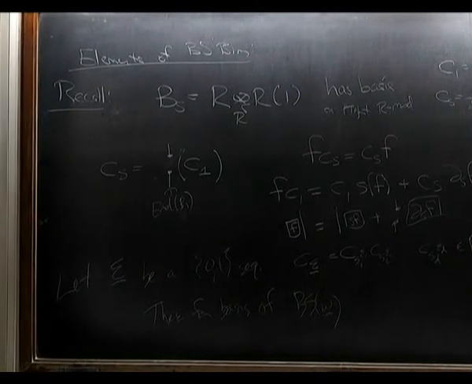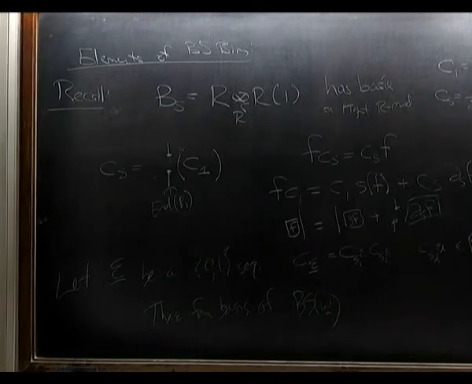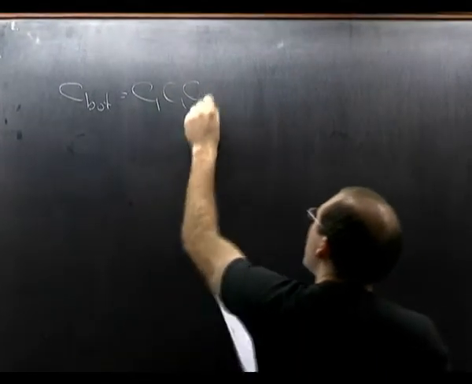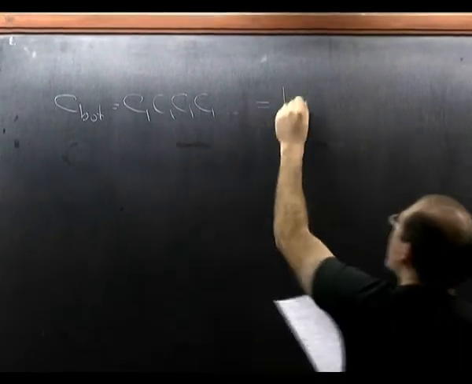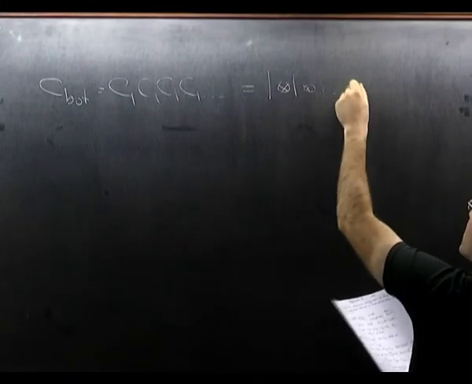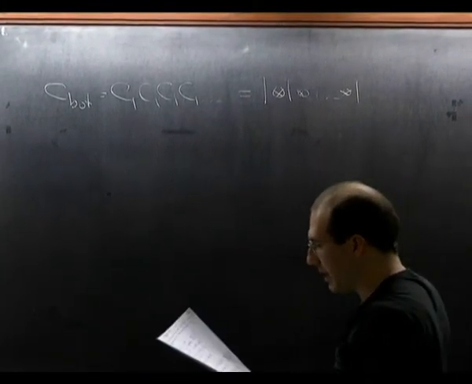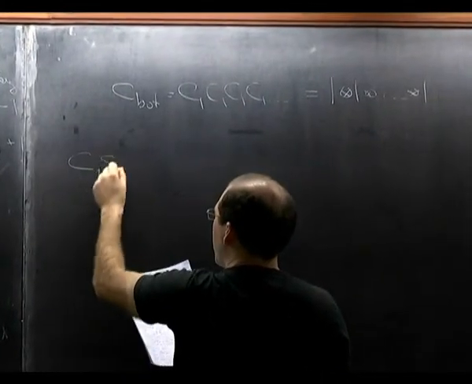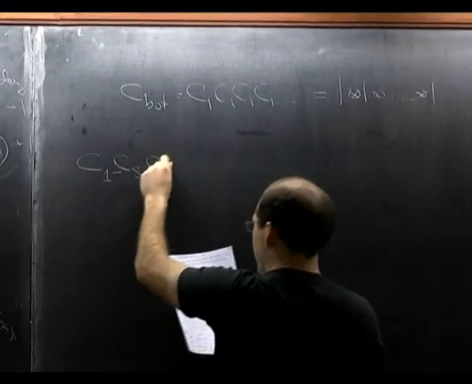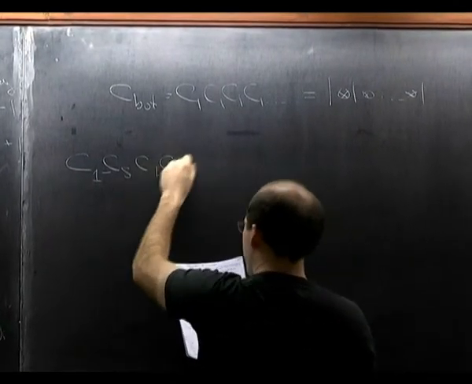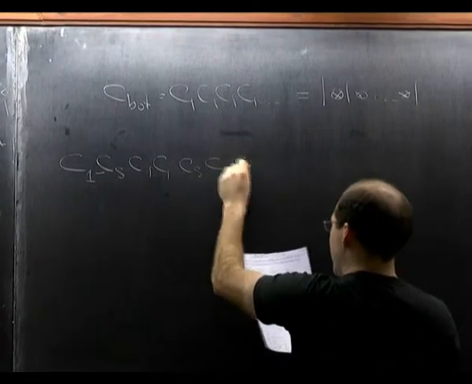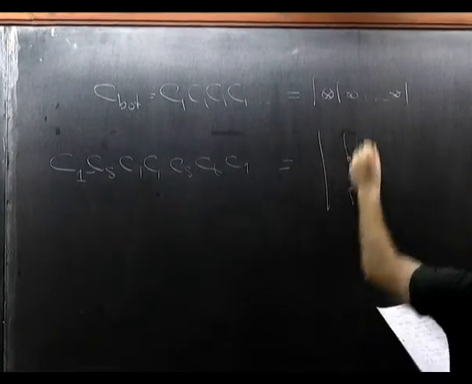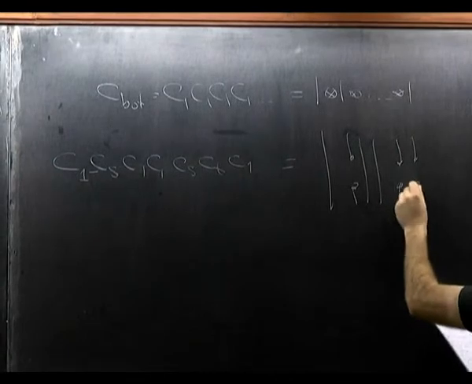So how are we going to describe it in this language? Well, we have C bot, which is C1, C1, C1, C1, and so on, which is also known as 1 tensor 1 tensor 1 tensor 1, the unique element of minimal degree. And so to get an arbitrary element, something like C1, C1, CS, CT, C1, just using an example, you would take some diagram that looked like this. Everything, of course, is colored.